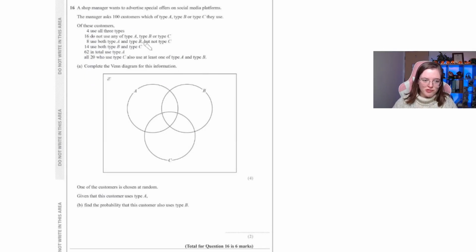So 4 use all 3 types. Okay, so 4 is going to go in that section there. So let's get rid of all that. 16, you don't use any. Okay, so that's going to be out there. Which means that of the 100 customers, I've currently put 20 in. Therefore, there's 80 left. So I'm going to put that there to remind myself.